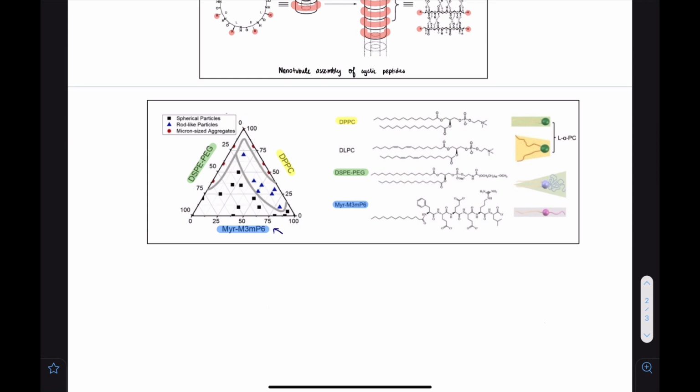Here, our three players are DPPC in yellow, which is a phospholipid with a polar head group. DSPE PEG in green is a polyethylene glycolylated amphiphile, and our peptide amphiphile here in blue has the characteristic dense hydrogen bonding section right here.